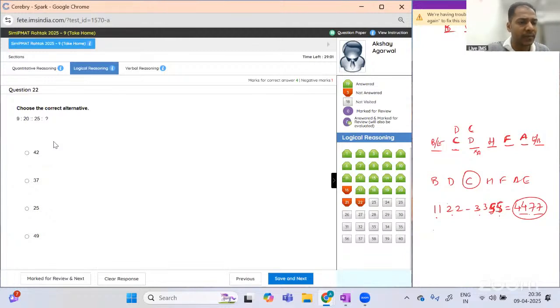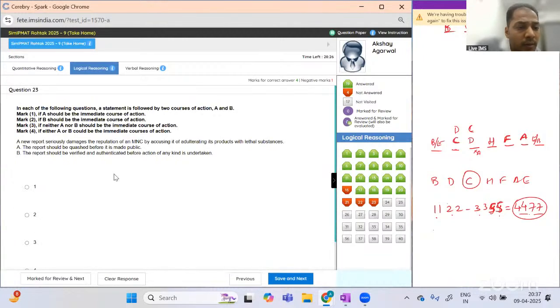9 is to 20 is the same as 25 is to what? 1 cube plus 2 cube, and 2 square plus 4 square. 3 square is to 2 square plus 4 square. Yeah, 5 square could be 4 square plus 6 square. 16 plus this. That also is not there in the options. Moving on. Chal, let's go ahead.